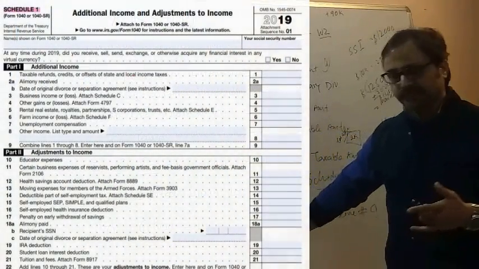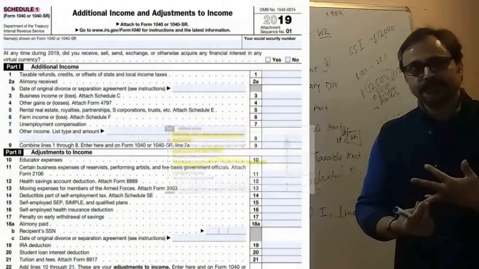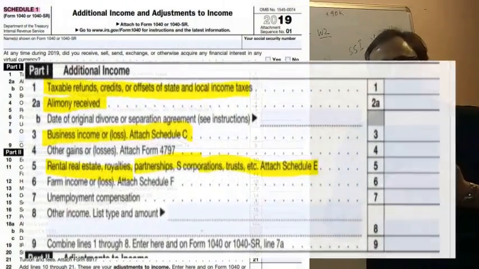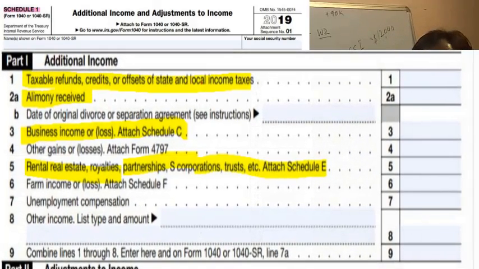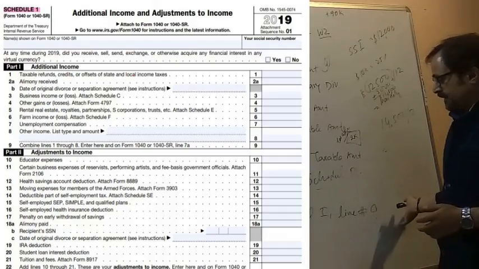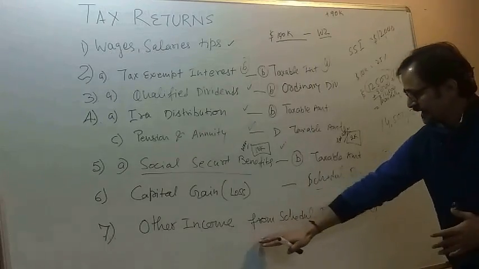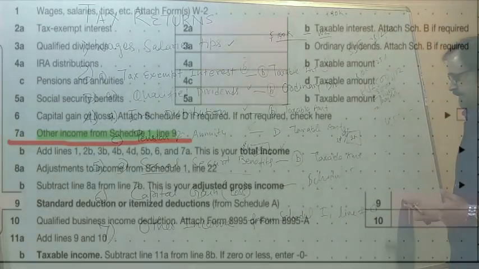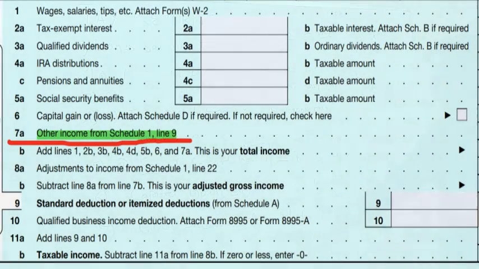Other income means if somebody has received alimony, somebody has received a tax credit, somebody has received income from a self-employment schedule, or it could be different self-employment that we are going to discuss in detail now. So whenever there is other income of those types, all that income will be clubbed and written here. Whenever there is any income written on this other income line, then we need to go to Schedule 1, line number 9.